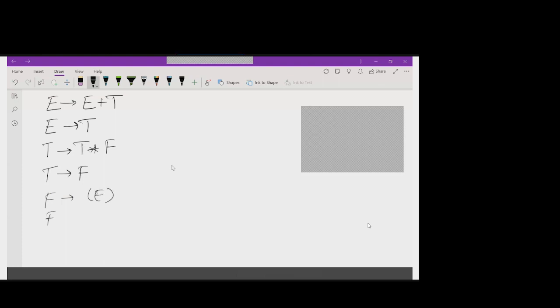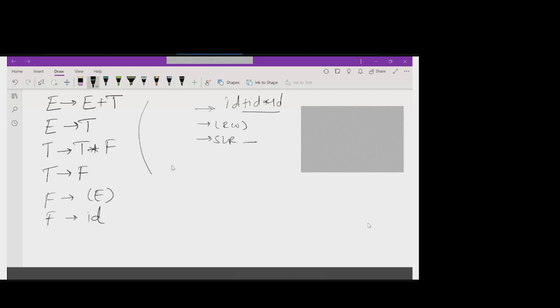This is our grammar. So this will be given to you, right? And one string will be given to you. This grammar and this string are given to you, and using the bottom-up parsing technique, or using the LR0 parsing technique, or using the SLR parsing technique, check whether this given grammar can parse this string or not.